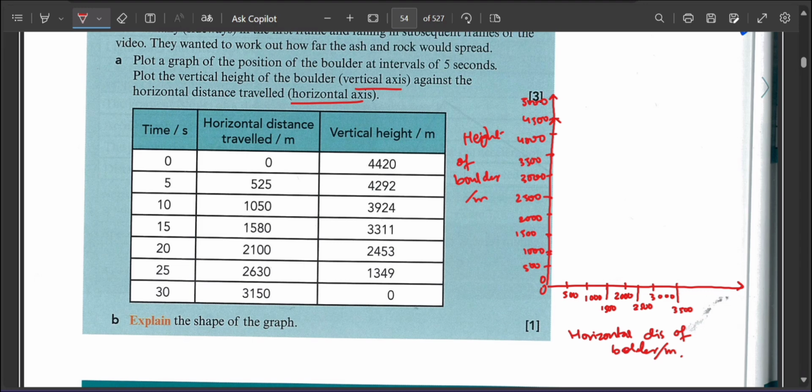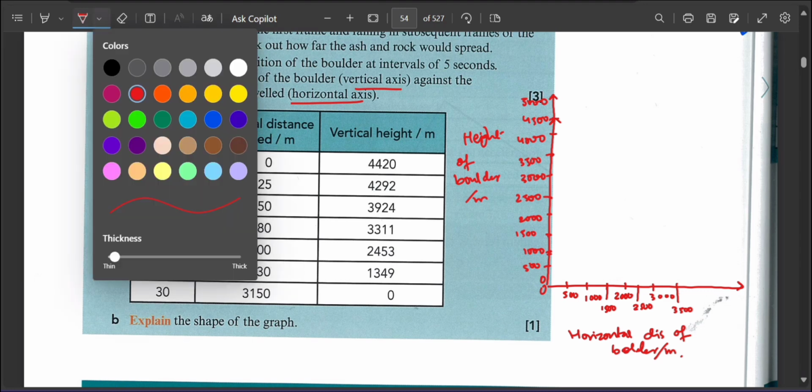Okay, now we are going to just plot the values. At time 0 the horizontal distance traveled is 0 and the vertical height is 4420. That means at 0 and 4420, let's go with another color, let's take purple. The value is going to be somewhere between 4000 and 4500 and near 4500 because it's 44, right? So it's going to be somewhere over here.